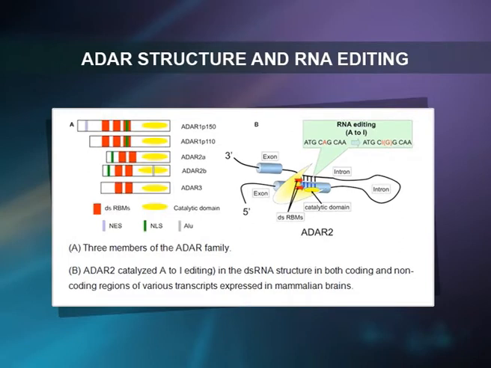Therefore, ADAR2 activity may not be sufficient to edit all glutamate receptor 2 mRNA expressed in the motor neurons of ALS patients. RNA editing at the glutamate receptor 2 QR site is catalyzed by adenosine deaminase acting on RNA 2, a member of the ADAR family. ADAR2 specifically catalyzes the adenosine to inosine editing at the glutamate receptor 2 QR site, and two isoforms, ADAR2A and ADAR2B, are expressed in human brains and spinal cords.